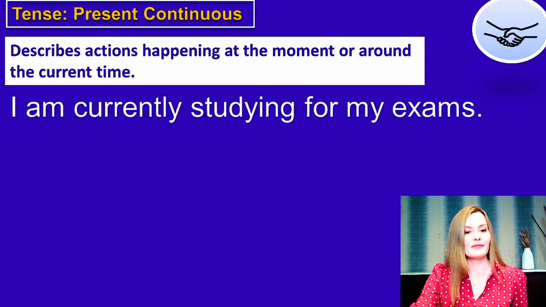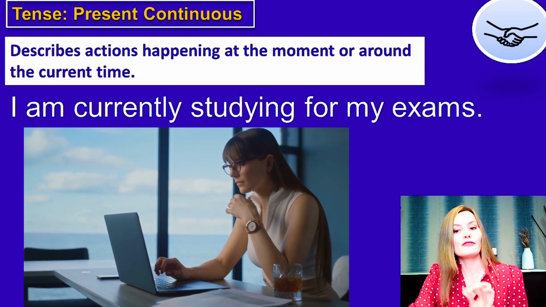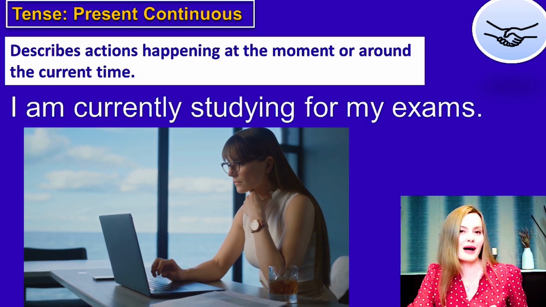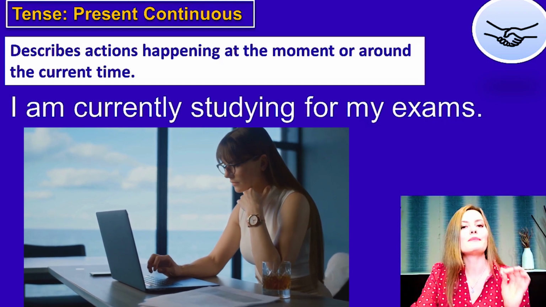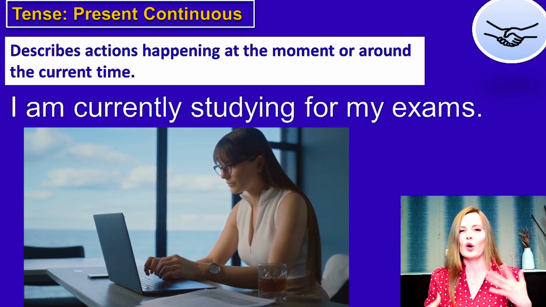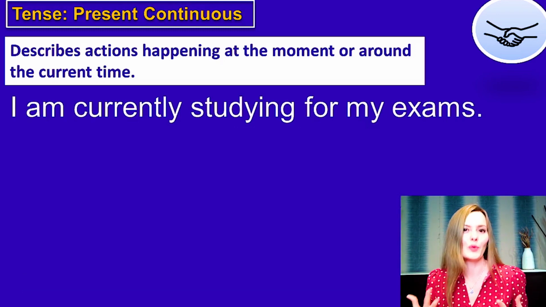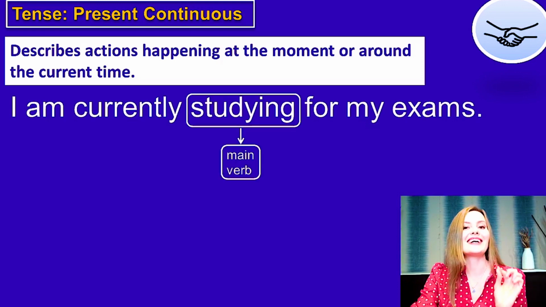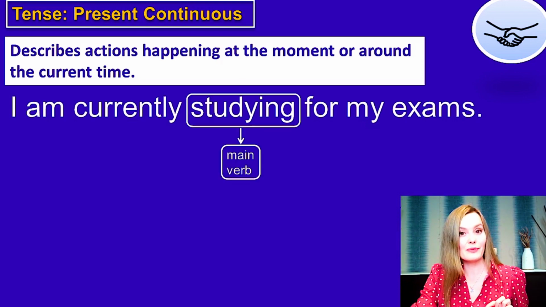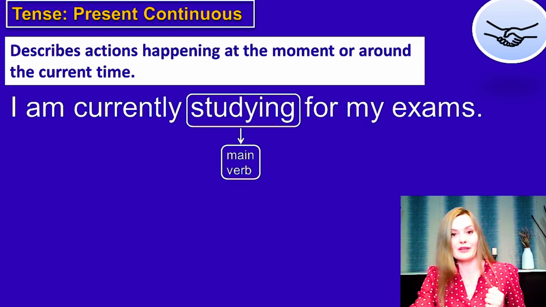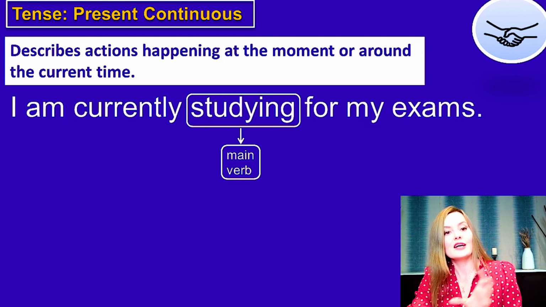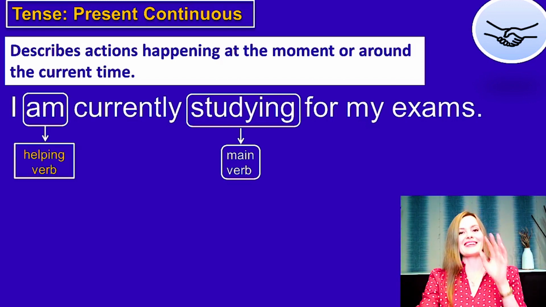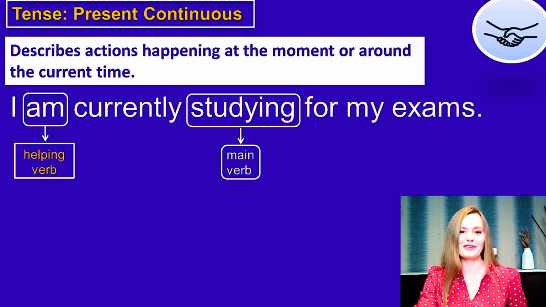Present continuous tense describes actions happening at the moment or around the current time. For example, I'm currently studying for my exams. Can you find the main verb in this sentence? What am I doing at the moment? Of course, studying. Studying is the main verb. But what is the helping verb? Which verb helps us to build the present continuous tense? Of course, am. Am is the helping verb.